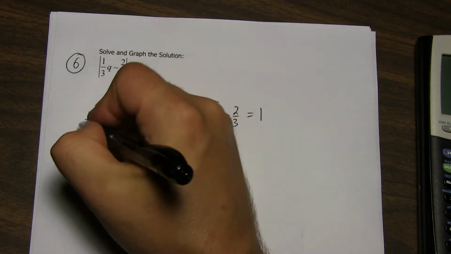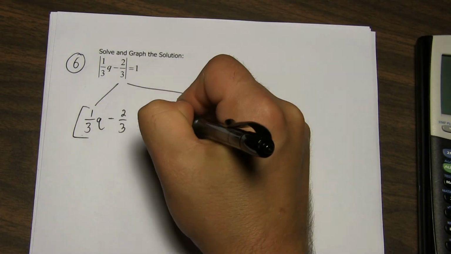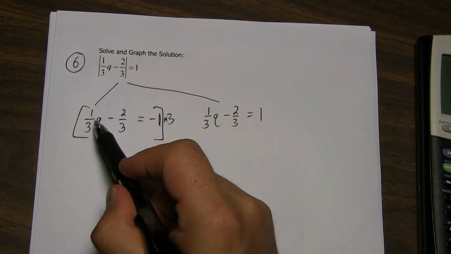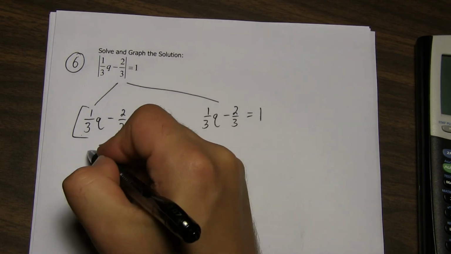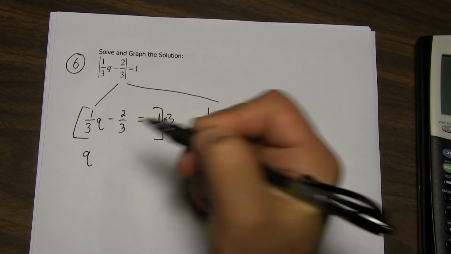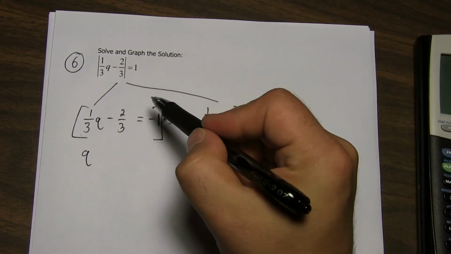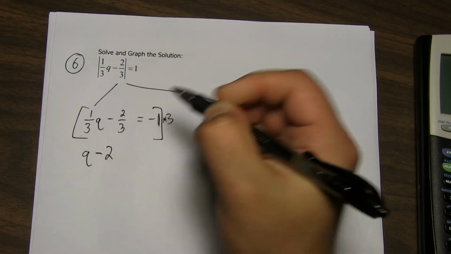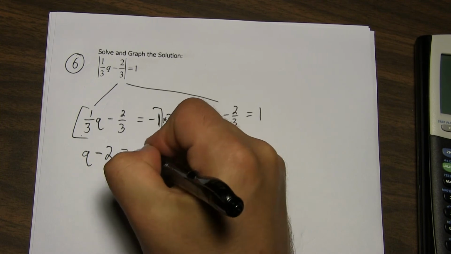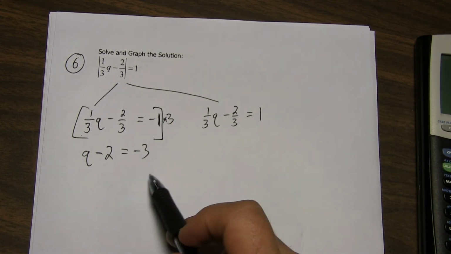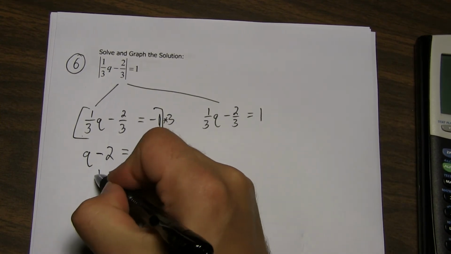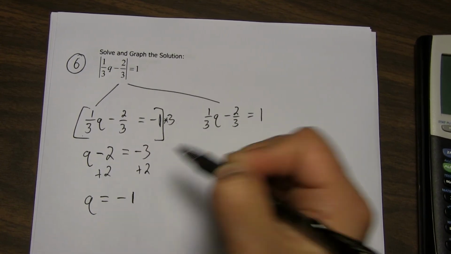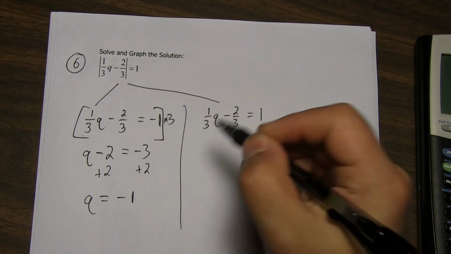So if I multiply this entire thing, both sides of the equation by 3, here's what happens. 3 times 1/3 is just 1. So we're left with 1Q, or Q. 3 times -2/3 would be -2. 3 times -1 is just -3. So there we go, that's much simpler. There's no fractions left. Add 2 to both sides. Q equals -1.